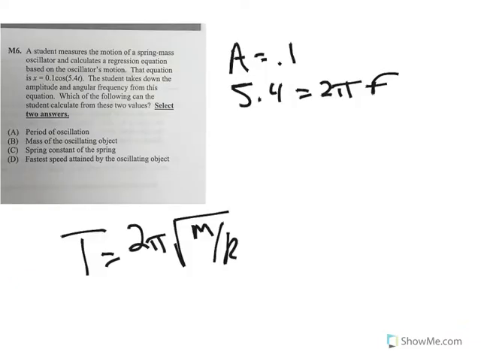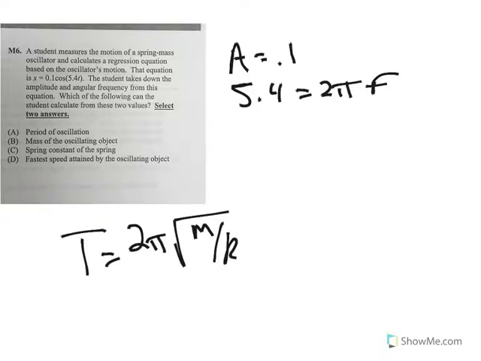All right, M6. A student measures the motion of a spring mass oscillator and calculates a regression equation based on the oscillator's motion. That equation is x equals 0.1 cosine 5.4t. The student takes down the amplitude and the angular frequency from the equation. Which of the following can the student calculate from these two values?